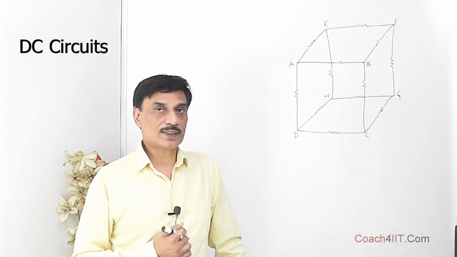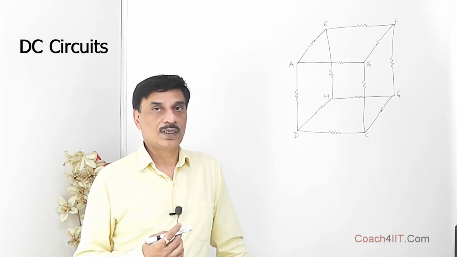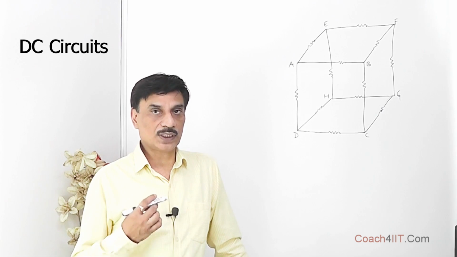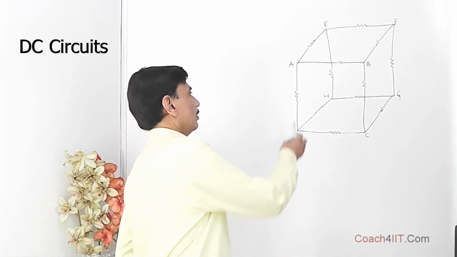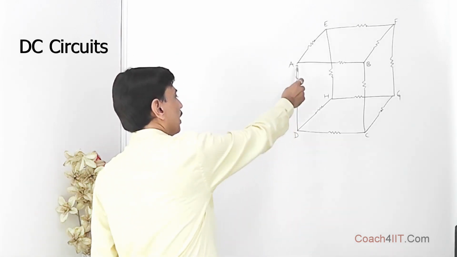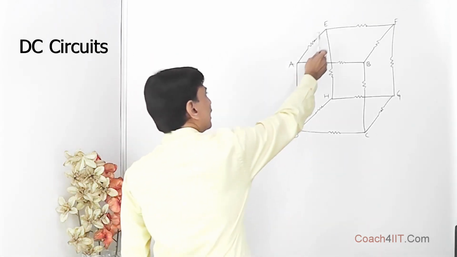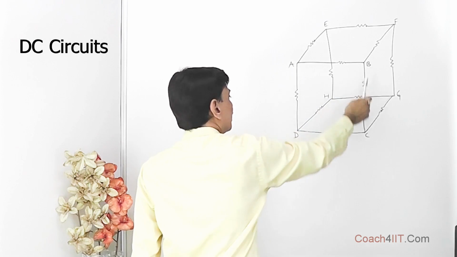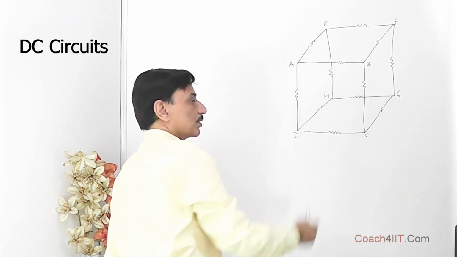We may be asked to find the equivalent resistance between two vertices on the same edge, like between A and D. What is the equivalent resistance? If we talk about between A and D, the same will be between A and E, A and B, B and C, because all of them are sides.